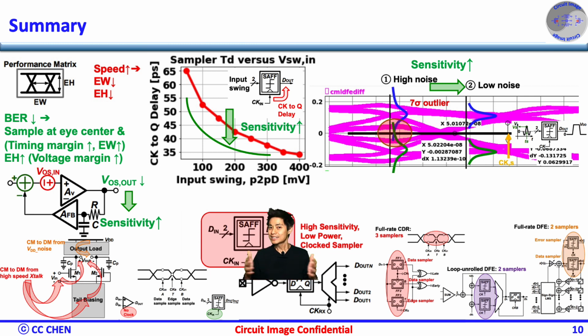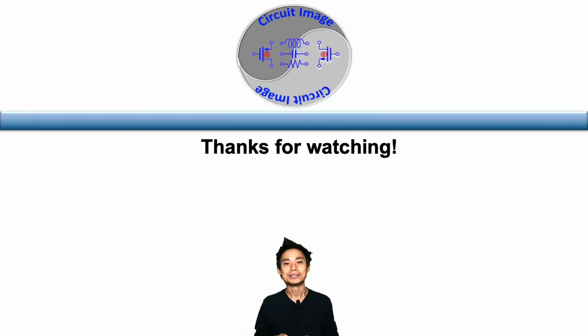I hope these images answer everyone's question about why you need a high sensitivity and low power clock sampler in a high-speed SerDes. Thanks for watching.